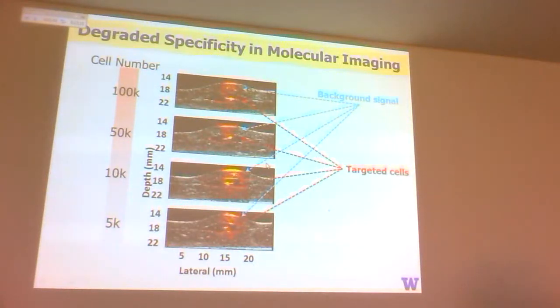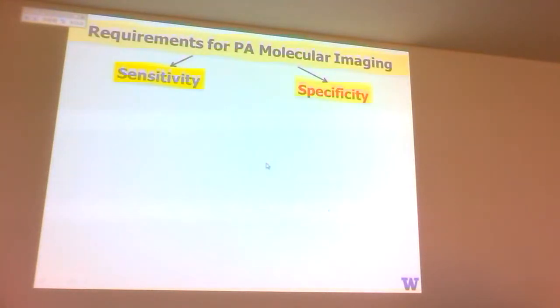And so you have to go after that directly. Okay? So again, the requirements for molecular imaging: you need both the sensitivity and the specificity. Now I think you get a feeling for what I mean by specificity.